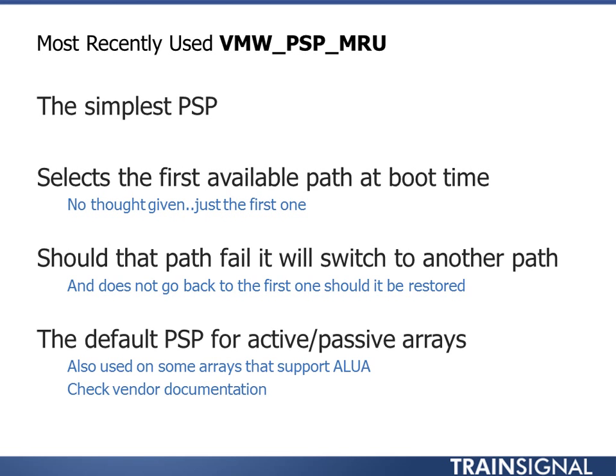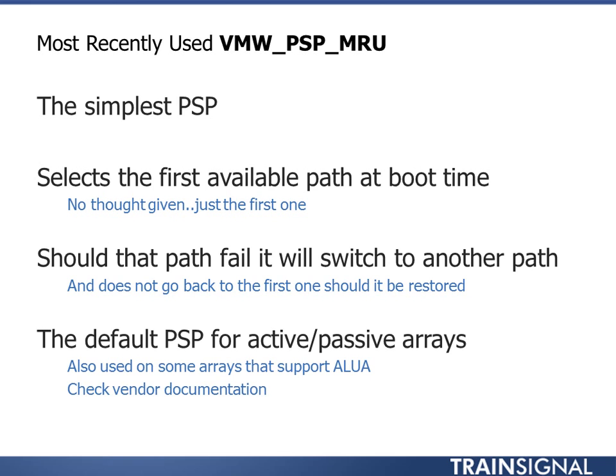So this is where things get a little bit squishy. It's getting harder and harder to have hard and fast rules. For example, on VNX, MRU used to be the default, and then with a software update it changed, and then it changed a couple of times. So always check your vendor documentation to see exactly what you need to use. But MRU is fairly simple.